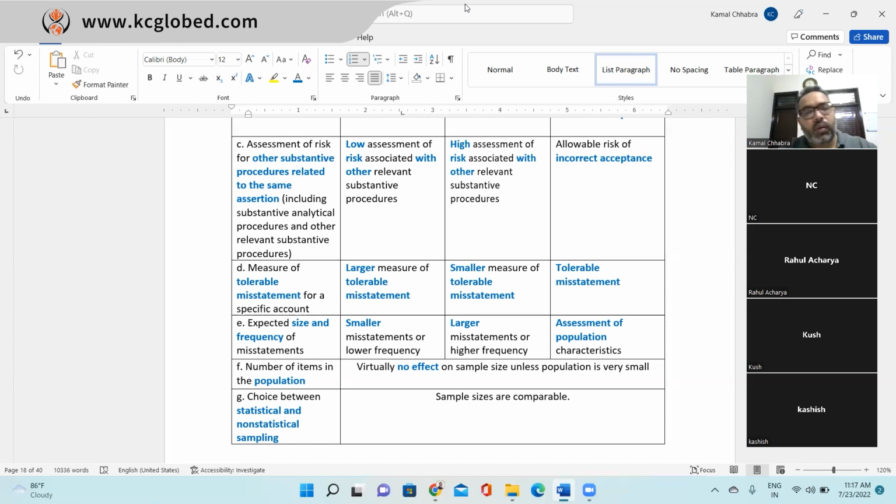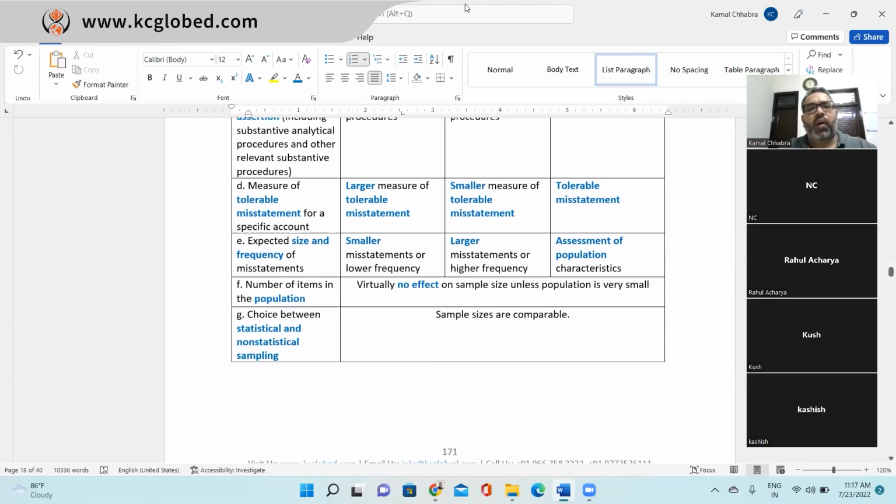D point, measure of tolerable misstatement of a specific account. If your tolerable error is high, that means the value at which you identify a misstatement as a misstatement is high, then your sample size will be low, right? If your tolerable error value is low, then it will automatically increase the number of samples, right? Make sense? Yes, sir. In the last column, it depends on the tolerable error amount which you have finalized.